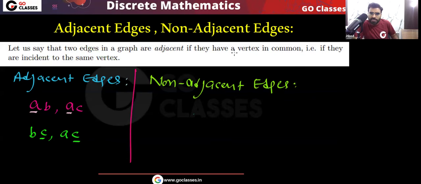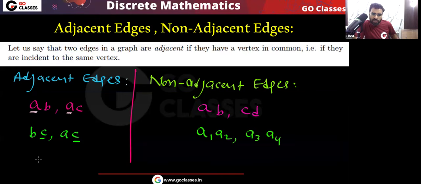Non-adjacent edges do not share any common vertex. They do not have any common endpoint. So they will look something like AB, CD. Very simple. They will look something like A1, A2, A3, A4. And how will adjacent edges look? They will look like A1, A2, A1, A3. I hope you understood.